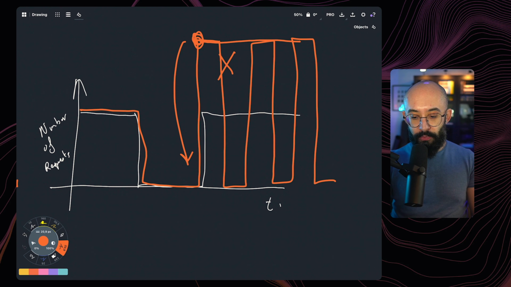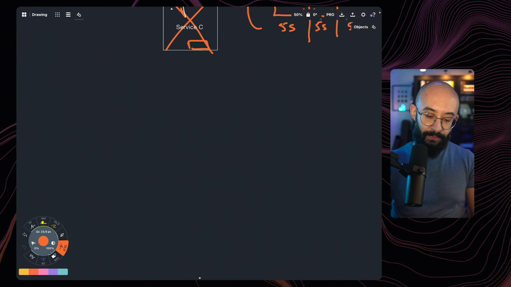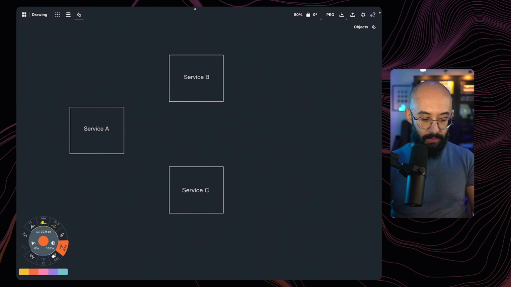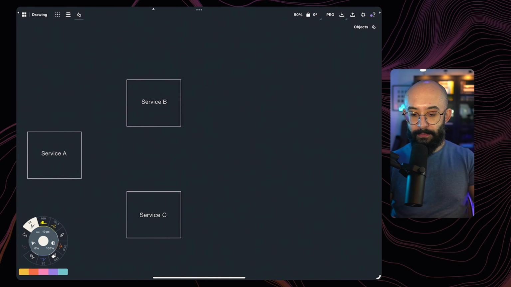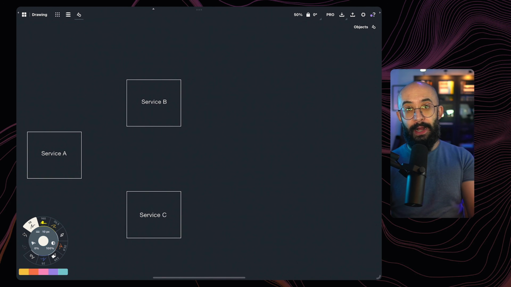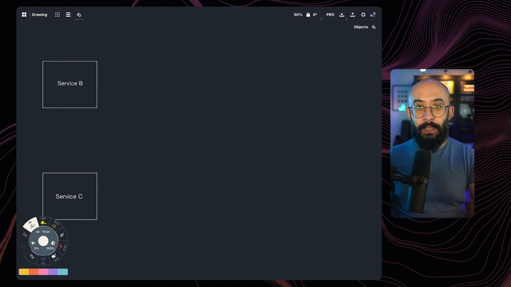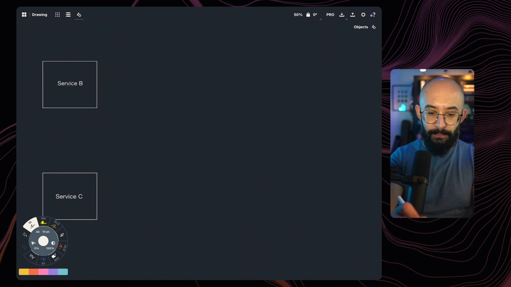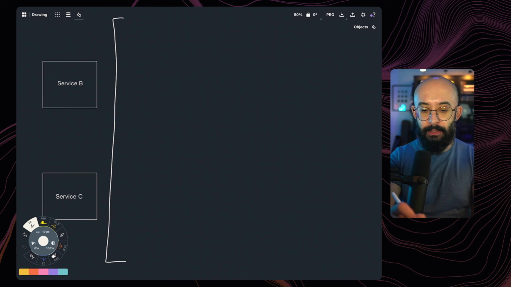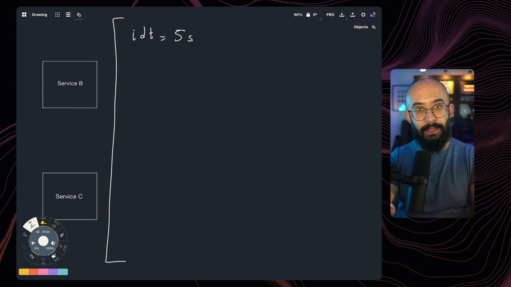So how do we deal with that situation? Let's come back here. We have retries. We tried the simple algorithm. Now we're going to try a more complicated implementation, and that is exponential backoff. What exponential backoff is, is relatively simple. Let's discuss it. We're going to have the initial delay. We're going to call that IDT. That's going to be a constant of 5 seconds.